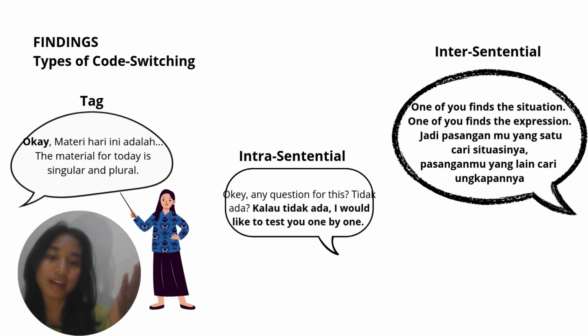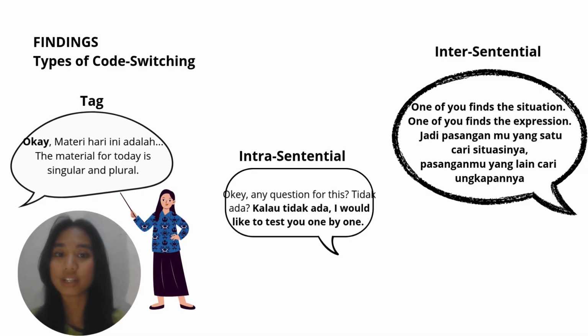And the second one is intrasentential switching. Intrasentential is the switching that happens inside the sentence, which means in one sentence there are two languages. For example, from the data: okay, any question for this? Tidak ada. Kalau tidak ada, I would like to test you one by one. Here, the lecturer switches and uses this type of code switching to help students understand the instruction clearly and also to give them an assignment.